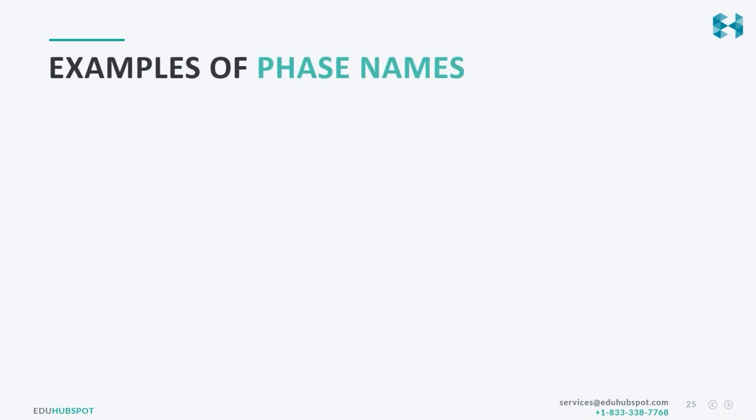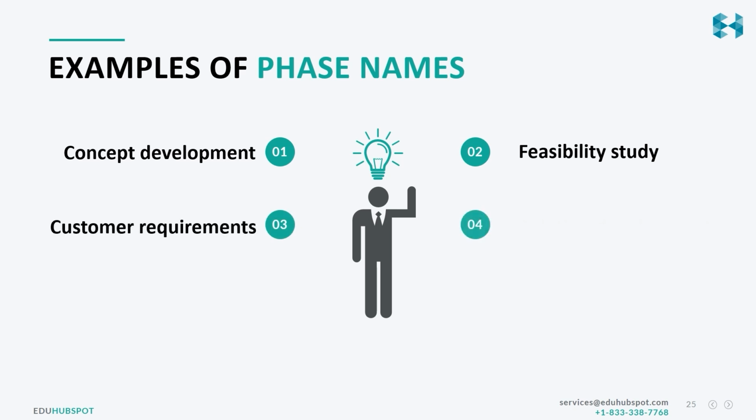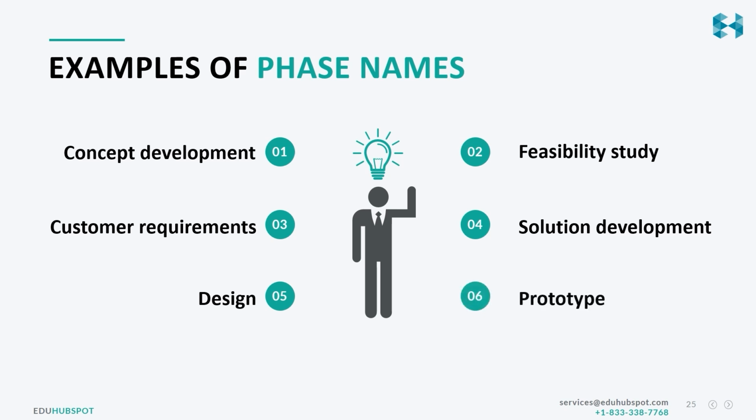Some examples of phase names we have already done. We started with the concept, we moved to the feasibility study, why you're doing it. Then we talk about the customer requirements, then we develop the solution, we design it, then we show a prototype to the customer. So all these are a series of phase names.